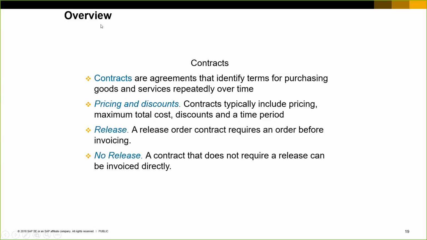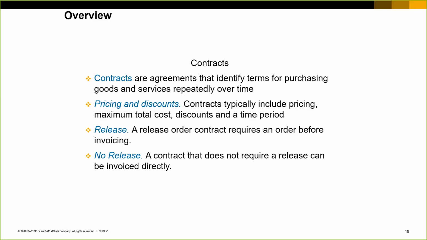Right, okay. So just a quick overview, some common terminology, as I like to say, around contracts. A contract is an agreement that's going to identify some terms between us and the supplier vendor for purchasing those goods and services. And this is about repeated over time. When we talk to customers about when to use a contract, it's not a one and done, right? That's not really what contracts are meant to be used for. From a buy process, we look for repeated activity. So we also look to manage our pricing and discounts. So contracts can typically include pricing, maximum total cost, discounts, a time period of term in which we're going to apply these, and then we can even put limits as to how much can be bought with a particular transaction.